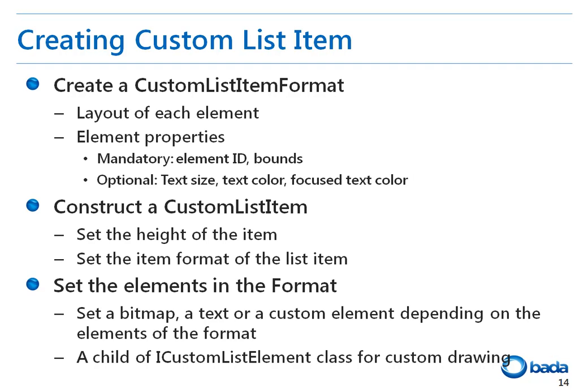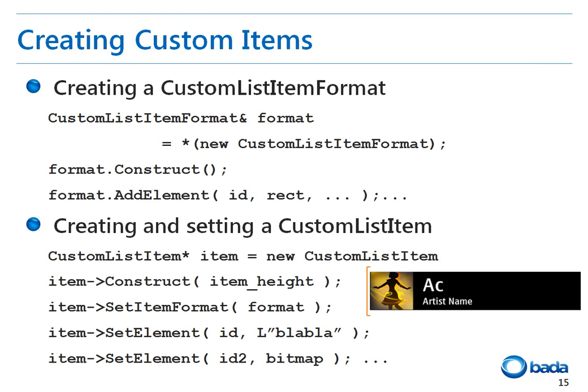To create a custom list item, you have to define the height and the format of each cell. Then, you add each element to the created item. You can specify an element by setting the bitmap and text of each element ID in the format. To perform a custom drawing for a specific element, you can add the subclass of the iCustomListElement class as an element. Let's have a look at how we can create a custom item.